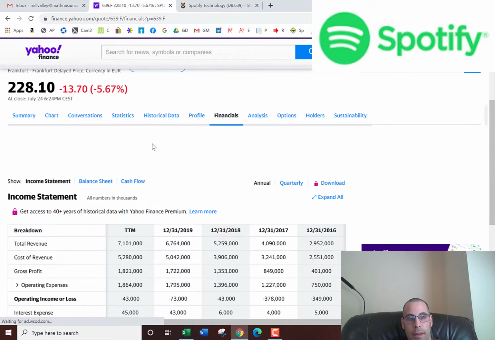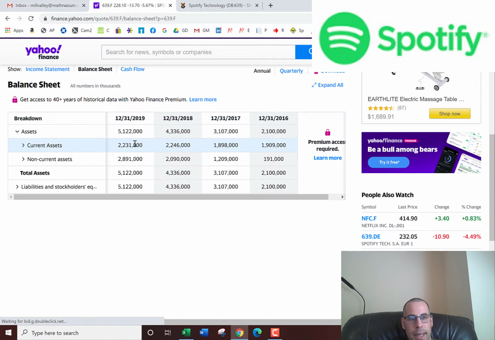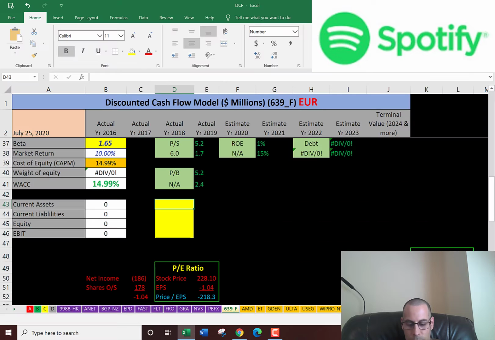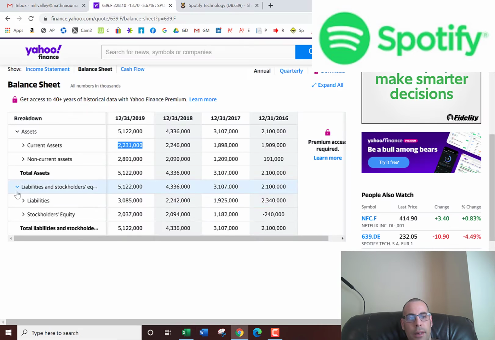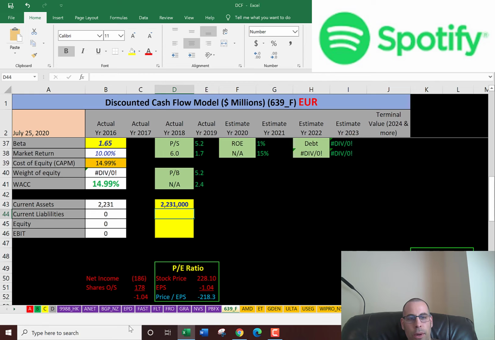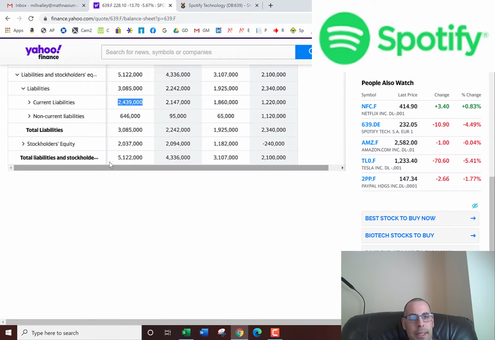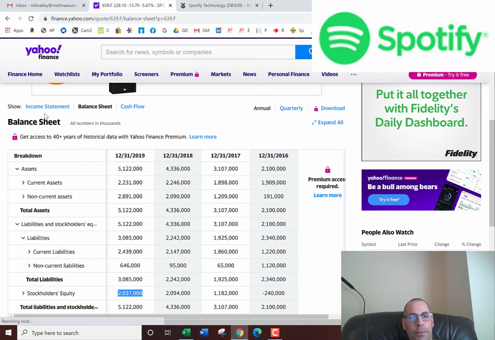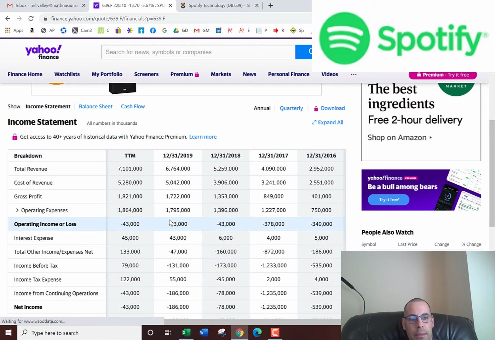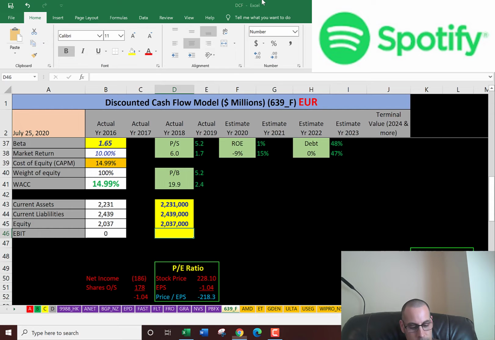Let's also go back to the balance sheet and get their current assets. We need this to calculate the current ratio later, and that's $2.2 billion. We also need the current liabilities to calculate the current ratio, and that's $2.4 billion. And the equity on the balance sheet is assets minus liabilities, and that's $2 billion. Let's get their EBIT, earnings before interest and taxes. We'll go back to the income statement, and that's negative. They're operating at a loss.